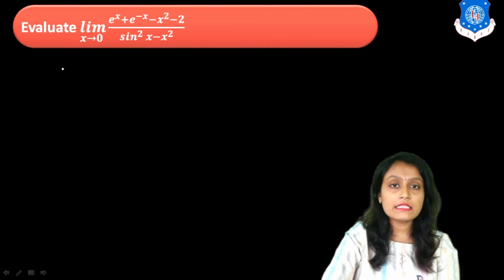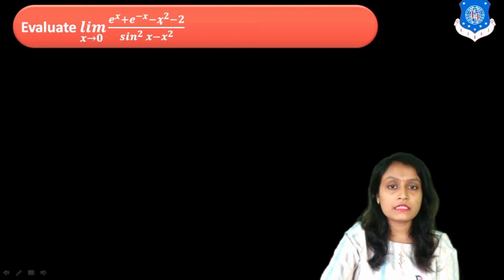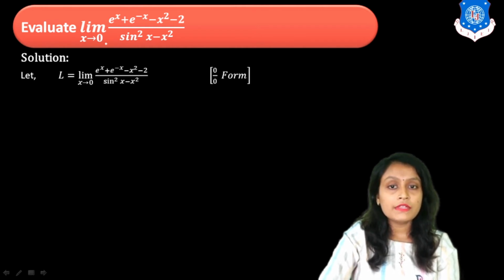Now let's evaluate one example. Limit x tends to 0 (e raised to x plus e raised to minus x) square minus 2 upon sin square x minus x square. So let's begin with the solution. Here we will suppose this limit as L.